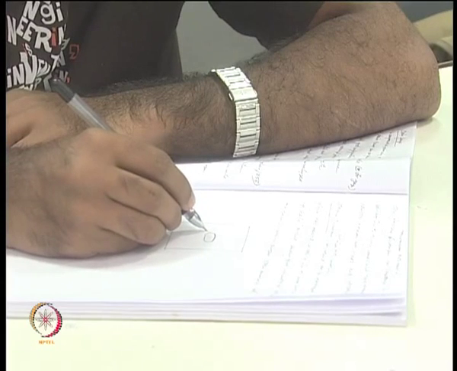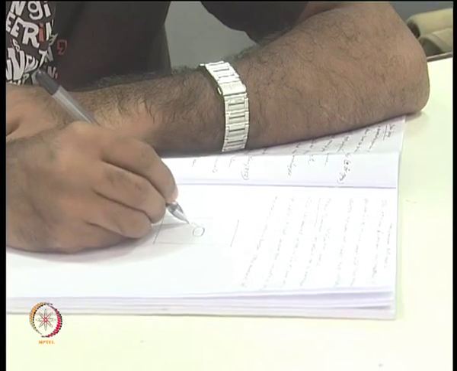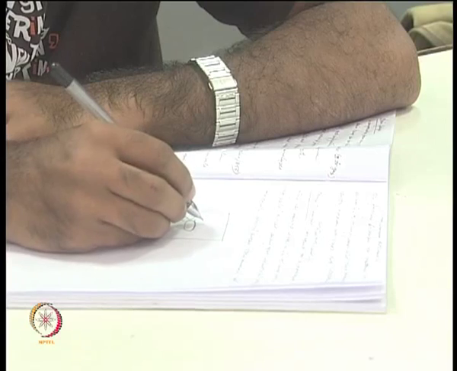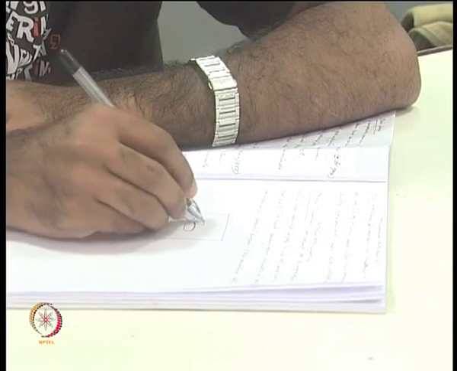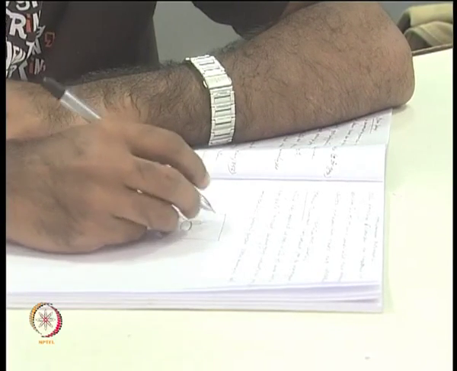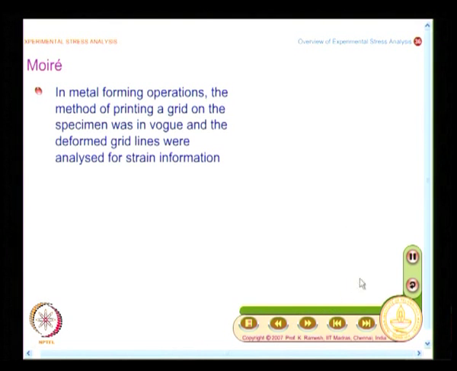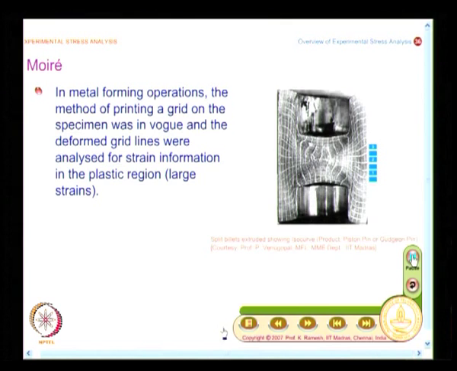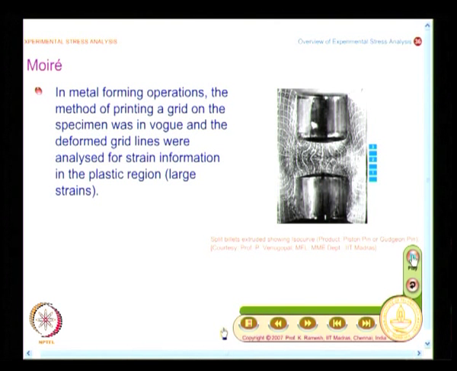So, now what we will do is, we will move on to the next experimental technique. We have already seen that Moiré is what we have used for finding out the displacement information, and we will see what Moiré is all about. What I am interested to show here is Moiré has an effect of magnifying the displacements. That is the way I am going to look at it.